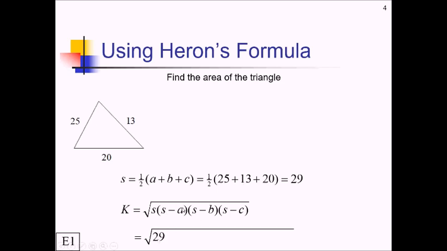S minus A, that's going to be 29 minus one of these sides, and might as well just keep the order that we used before. So we'll say 29 minus 25, because that's what I chose for A. And then S minus B, let's use 29 minus 13. And then S minus C, we'll use 29 minus 20.